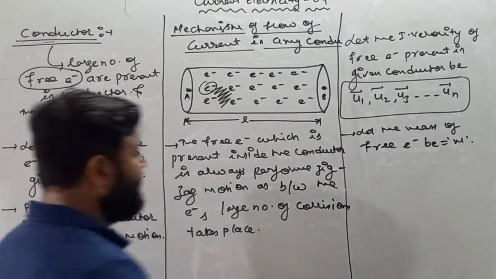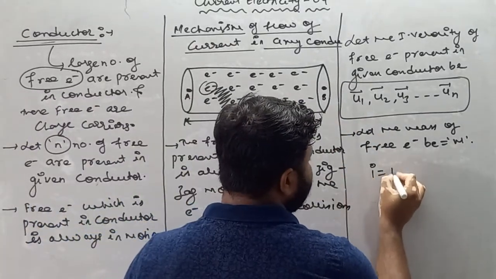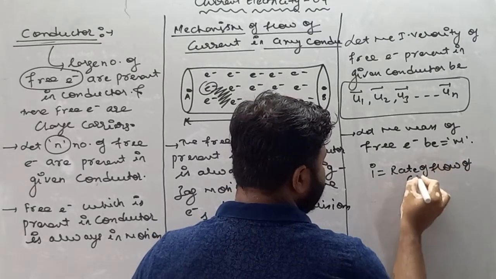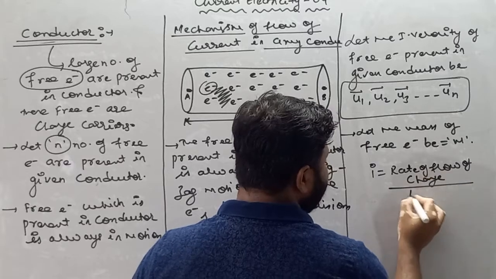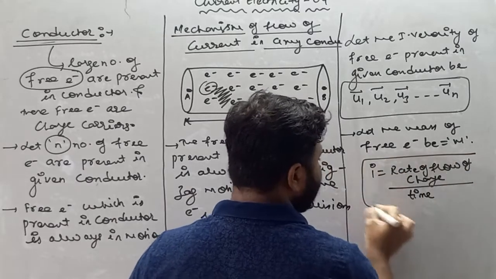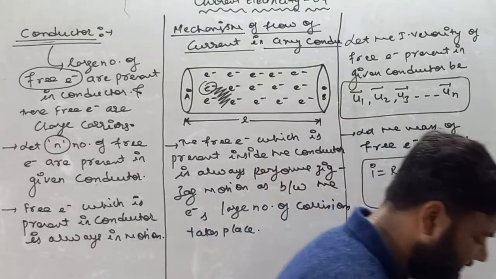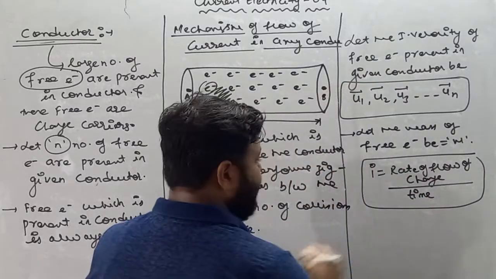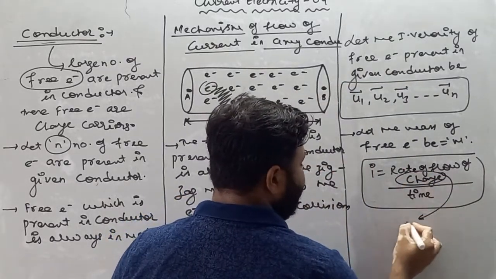Moving forward, we know that current is nothing but the rate of flow of charge. Current is nothing but the rate of flow of charge with respect to time. See, my dear student, the definition of current is: the rate of flow of charge with respect to time is called current. I am repeating once again, the rate of flow of charge with respect to time is called current, and the charge which is flowing is always the electron.